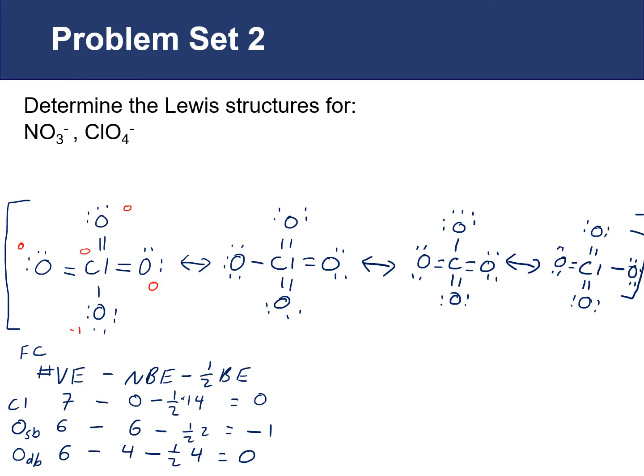Okay, the correct structure for the perchlorate ion is all 4 of these with the double arrow between them to show that they are resonance structures. Each one of these is not fully correct. It's a combination of all 4 structures.